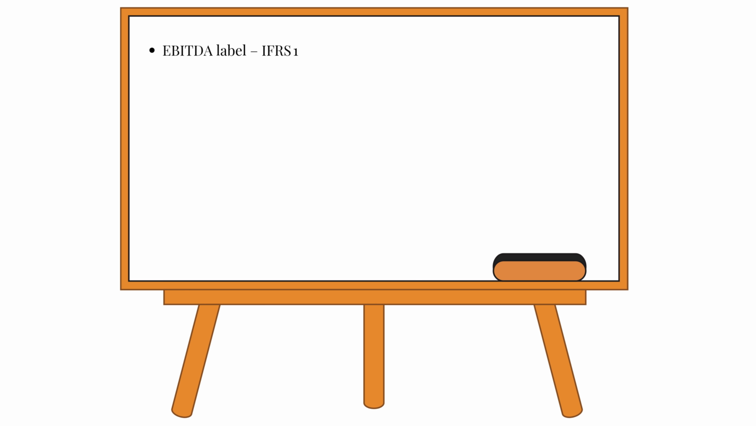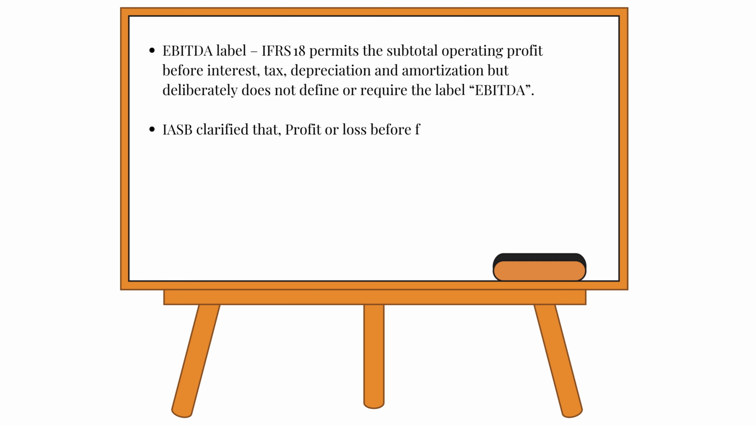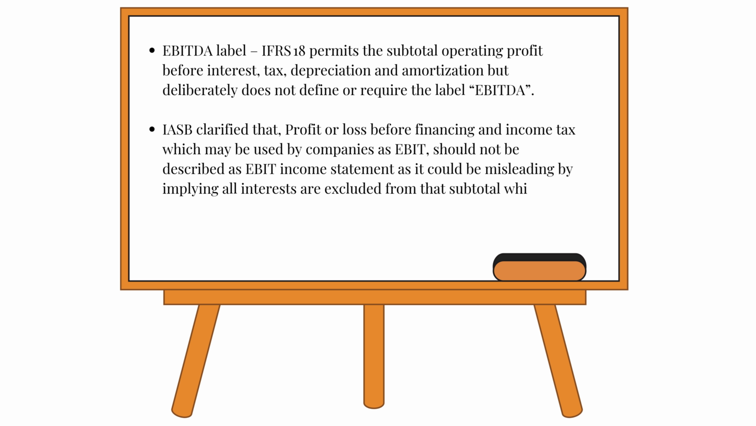IFRS 18 permits the subtotal operating profit before interest, tax, depreciation, and amortization, but deliberately does not define or require that label. The IASB clarified that profit or loss before financing and income tax, which may be used by companies as EBIT, should not be described as EBIT in the income statement, as it could be misleading by implying all interest is excluded from that subtotal, which in many cases cannot be correct. Management-defined performance measures is a key concept introduced by IFRS 18, which will be discussed later.